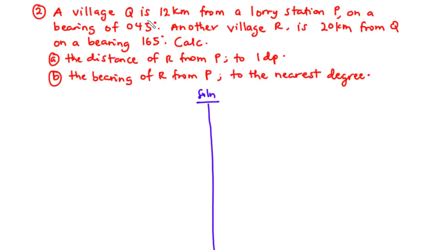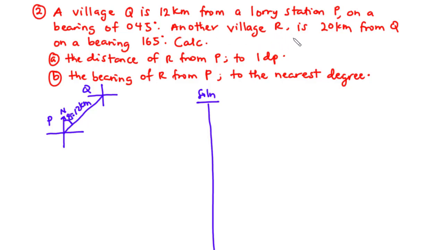A village K is 12 kilometers from a lorry station P. So assuming that this is the lorry station P, we have a village K that is 12 kilometers from P on a bearing of 45 degrees. So starting from P, from the geographical north in the clockwise direction, we have a village K that is 12 kilometers from P on a bearing of 45 degrees.